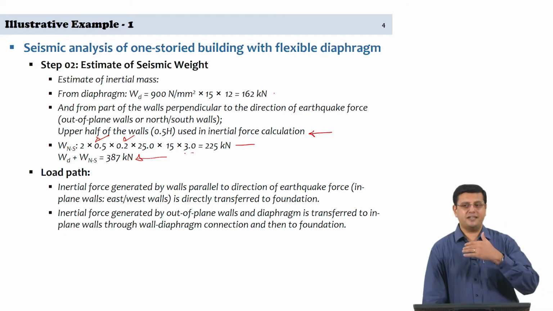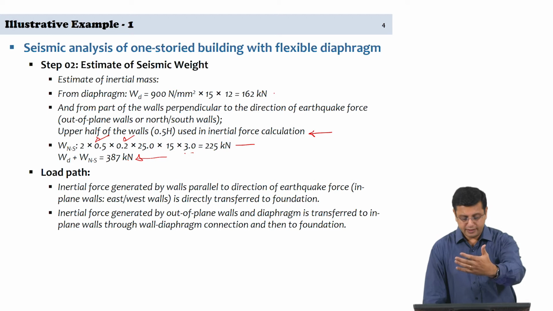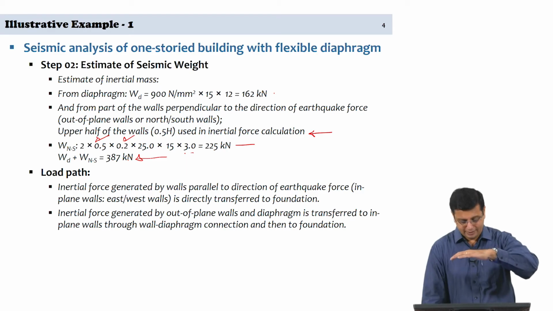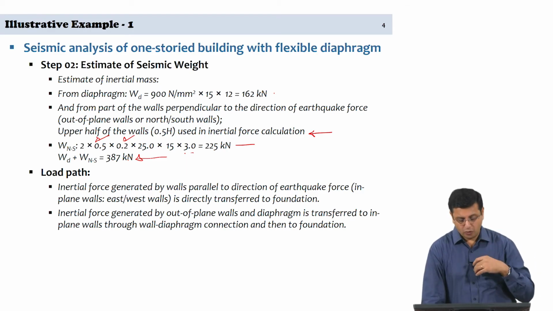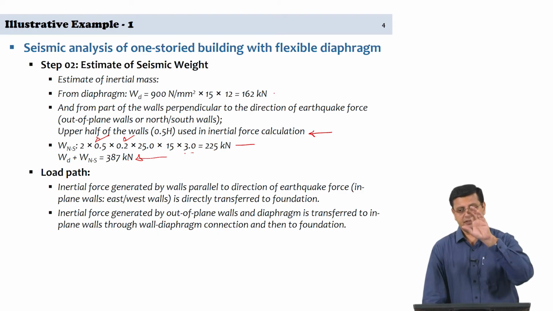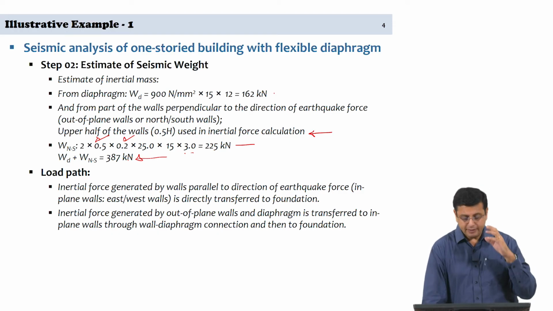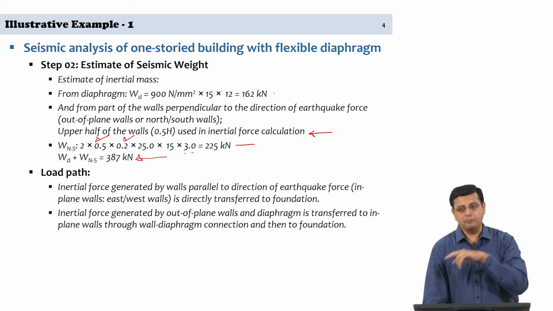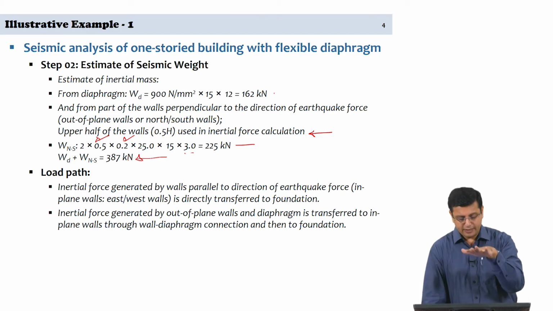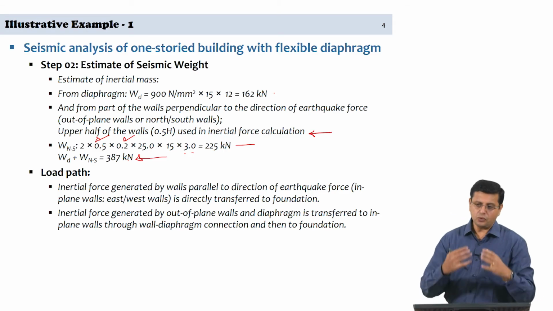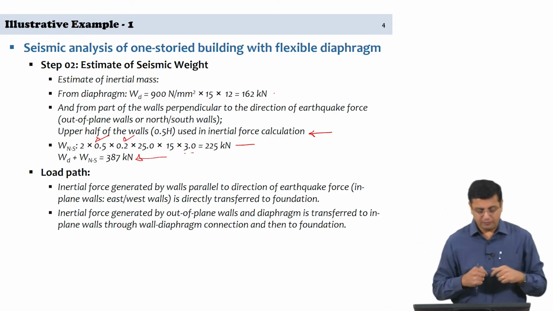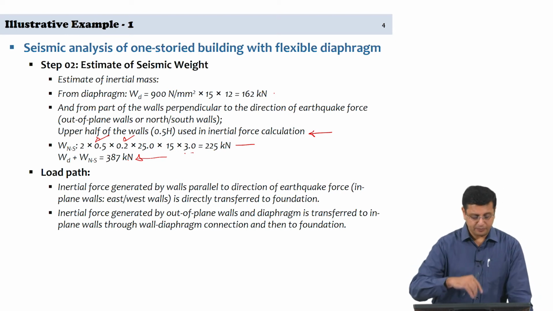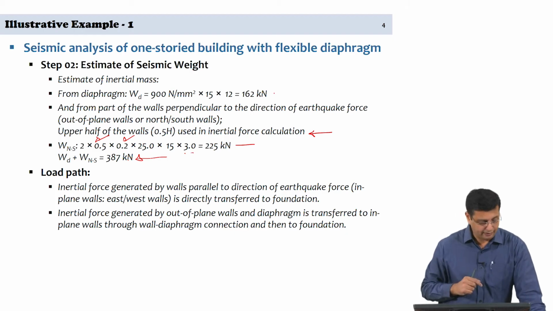What about the inertial force that is generated by the out of plane wall? The out of plane wall also generates an inertial force. The diaphragm is also a weight, it is also carrying some superimposed loads, and so it generates an inertial force, and so the inertial force generated by the out of plane wall and the inertial force generated by the diaphragm is then transmitted to the foundation through the in plane walls. So, to be able to estimate the inertial force which the in plane walls will actually have to counteract, we estimate the inertial force from the out of plane wall and the diaphragm as calculated in this slide.